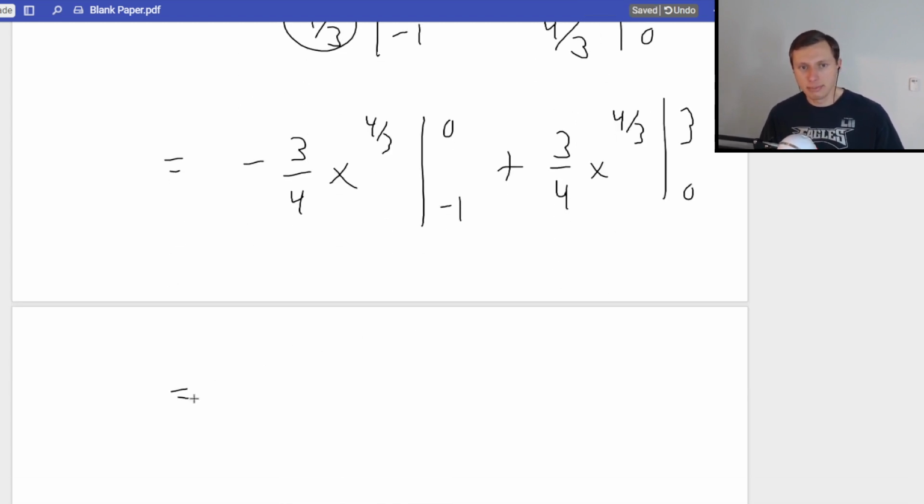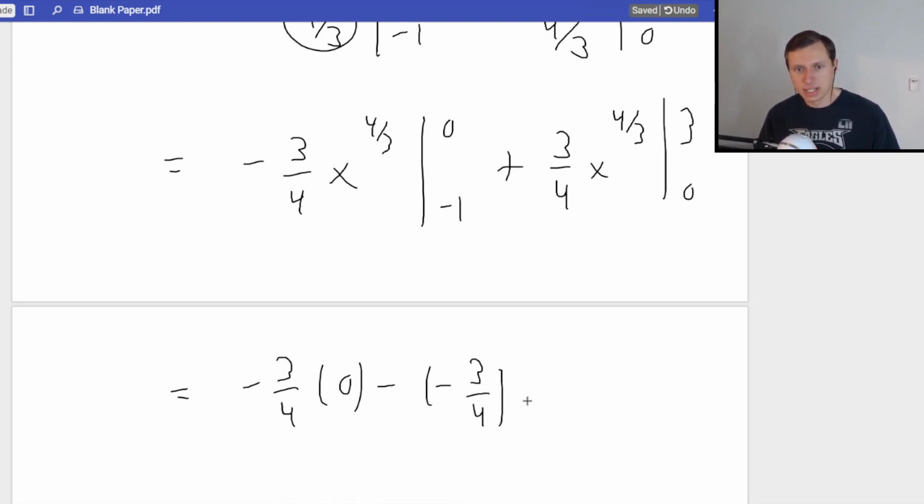So now I can just plug in. I'm going to get -3/4 times, well, 0 to the 4/3 is just 0, minus a -3/4 times -1 raised to the 4/3 power. And then I need to add to that.